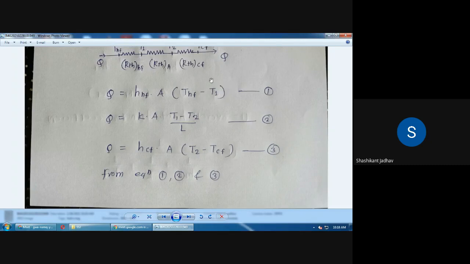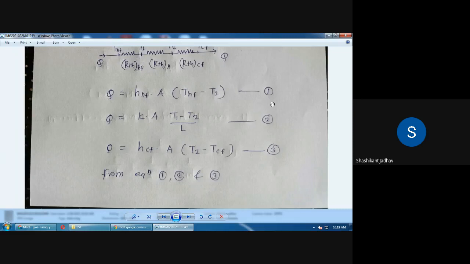THF minus T1 is equal to what? From equation 1, THF minus T1, we only have to rearrange the terms. So THF minus T1 is equal to Q upon HHF into area. So this is equation number 4. From equation 1, we write THF minus T1 is equal to Q upon HHF into A, and that is equation number 4.